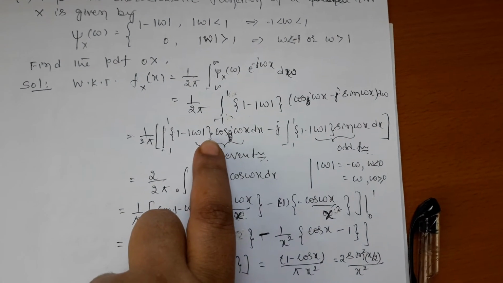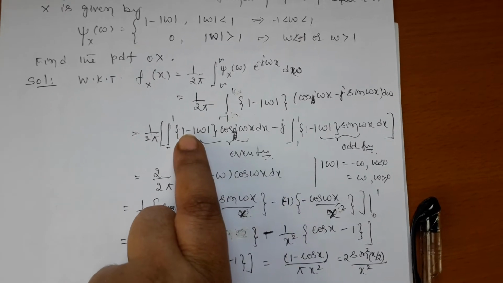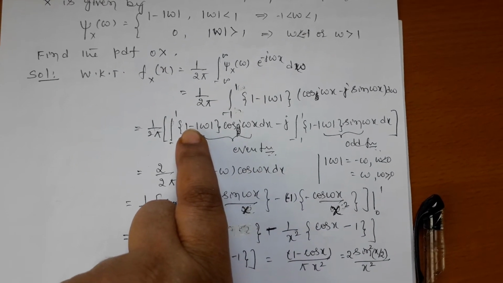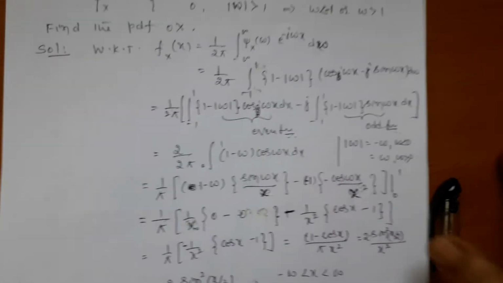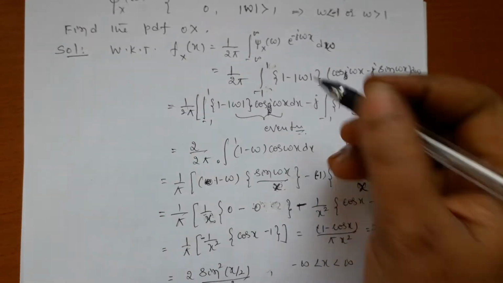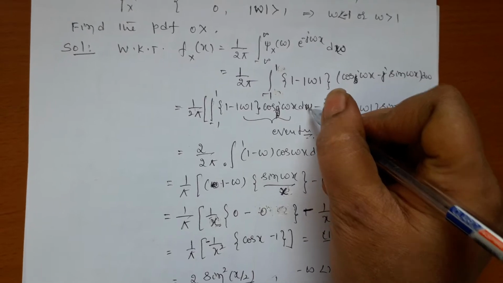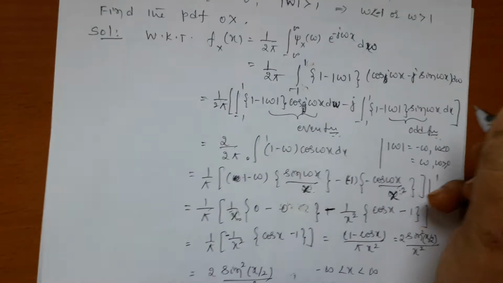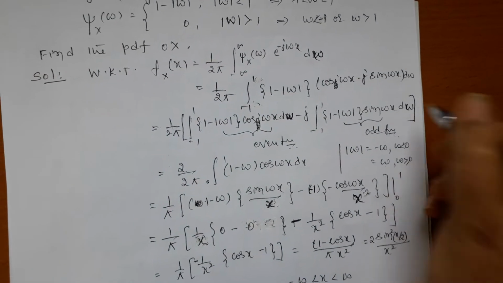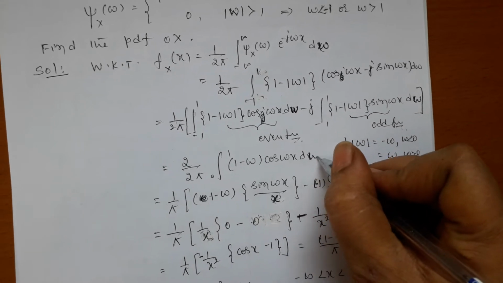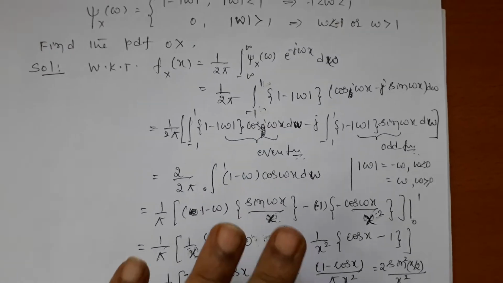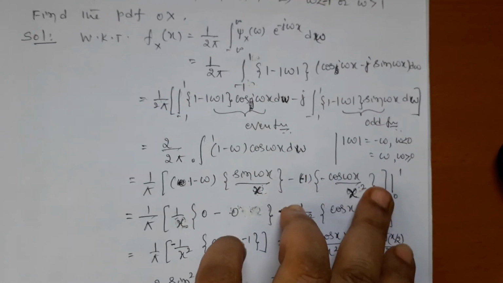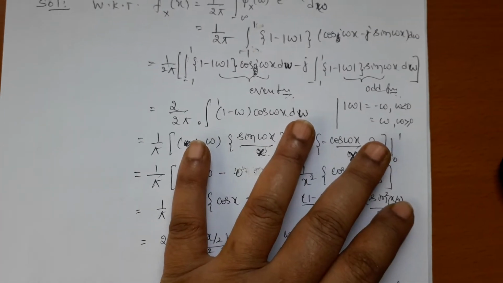1 minus modulus of omega with respect to omega, not x, sorry, it is omega actually. With respect to omega, what actually is an even function? You already solved the same problem in your third semester, that's all. Yeah, with respect to omega. Okay, now this is an even function. Even into odd is odd. Therefore, this is 0 from the fundamental property of definite integral.